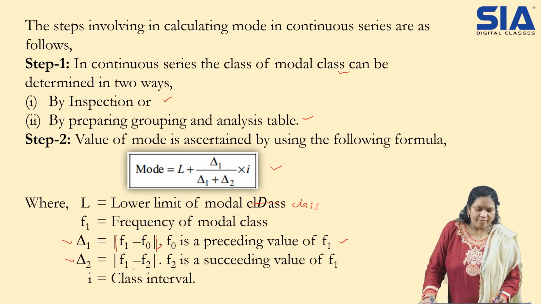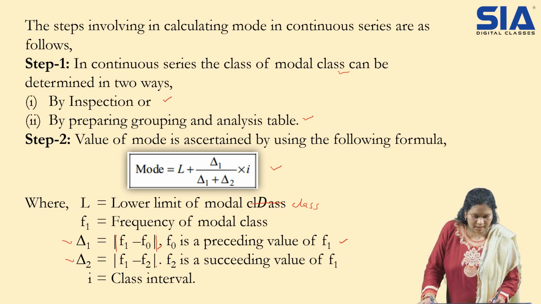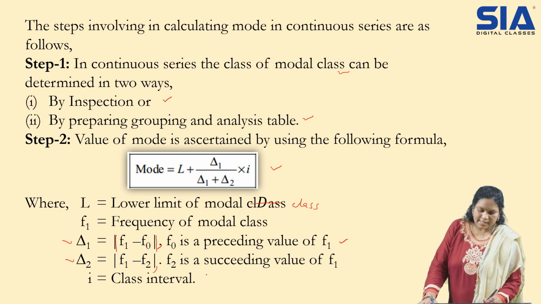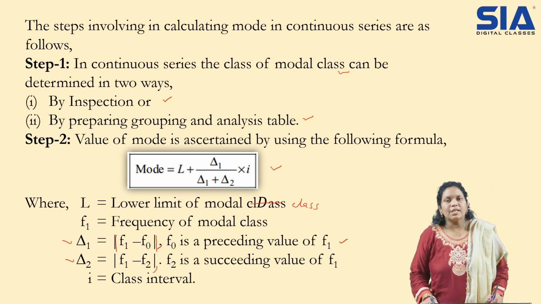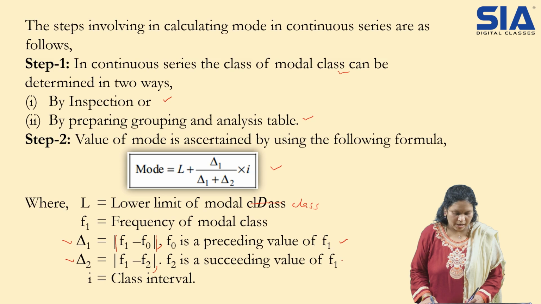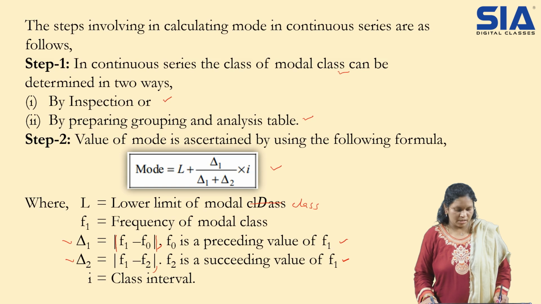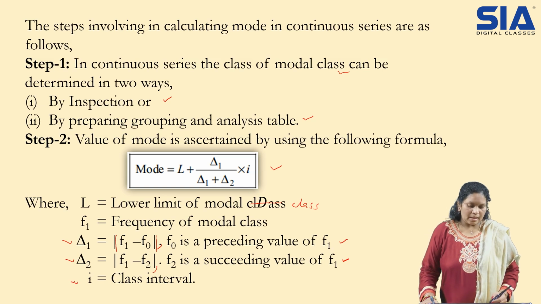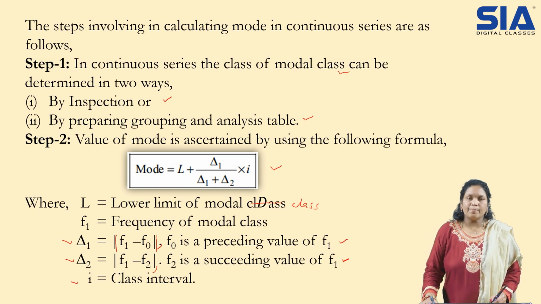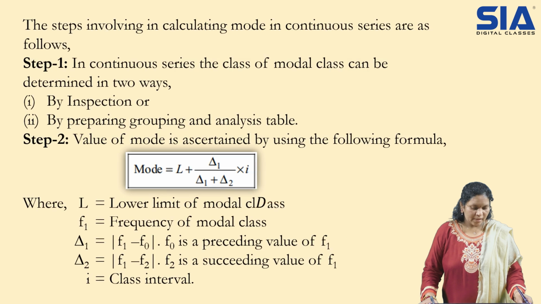Now delta 2 is mod F1 minus F2. What does F2 mean? F2 is the succeeding value of F1. Succeeding is the next value of F1. And I, as usual, is the class interval, the difference between the highest and lowest value of the class interval. Now let us check an example to get this formula, to get the mode.